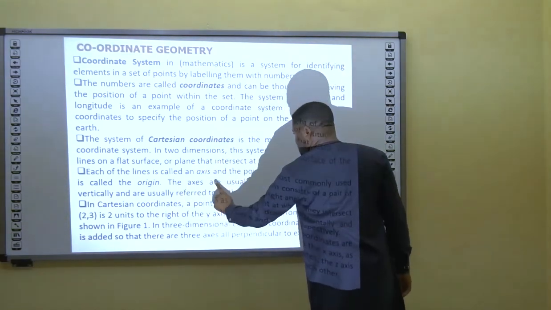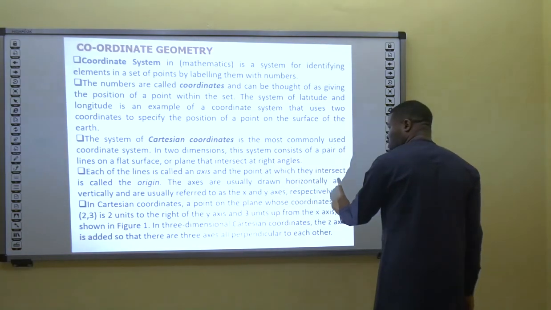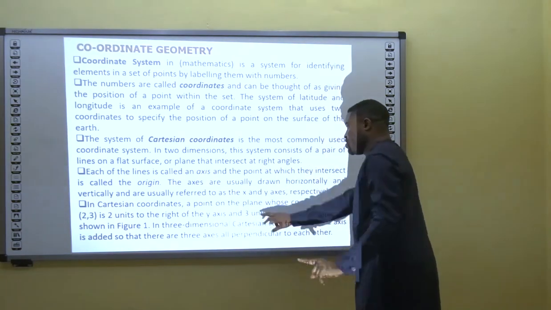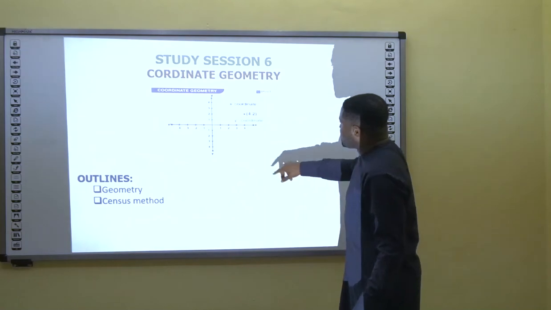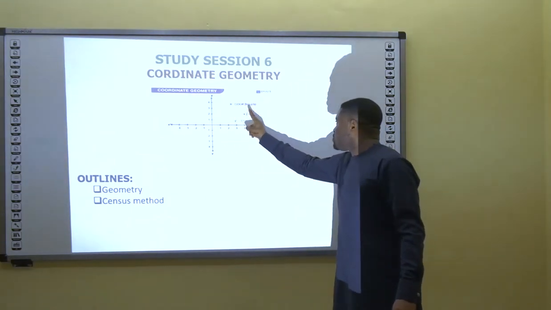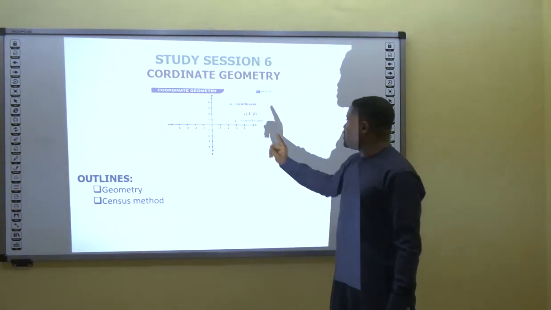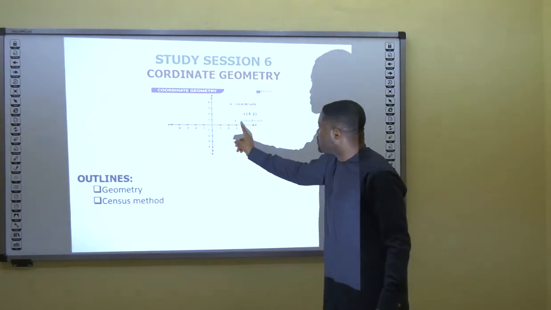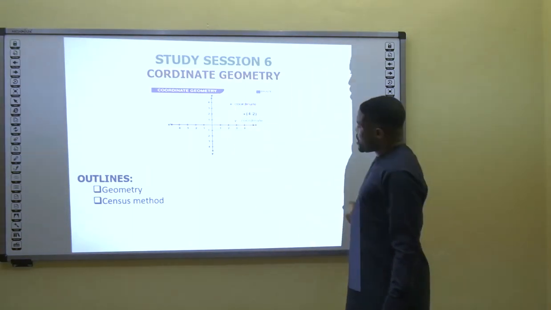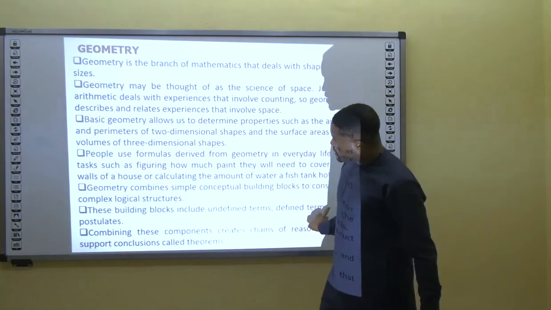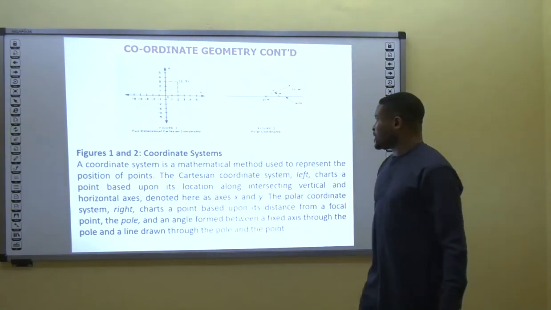The axes are usually drawn horizontally and vertically. If you go back again, you will see that when you draw horizontally, you meet at this point, and when you draw vertically, you meet at this point. So the axes in play here are the x and the y axes. That's for the Cartesian coordinates.